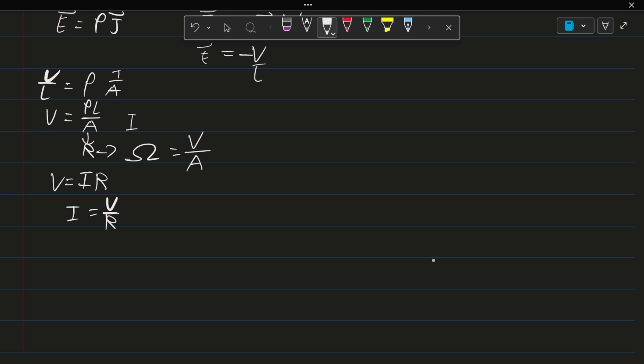Current is pretty much the function of the potential difference. That's pretty much the idea. And it is actually divided by a certain proportionality constant. And don't forget about last time in which we discussed ohmic as well as non-ohmic materials.